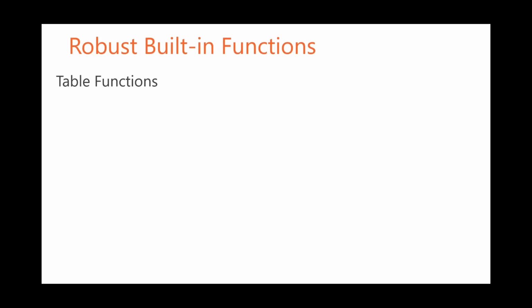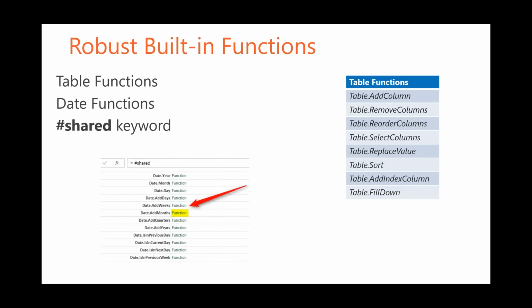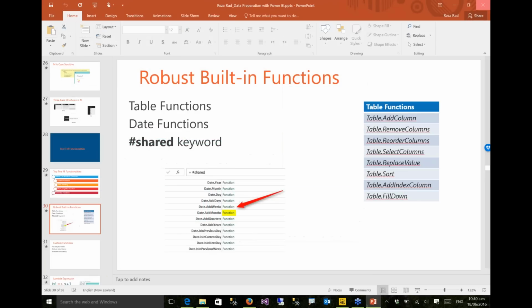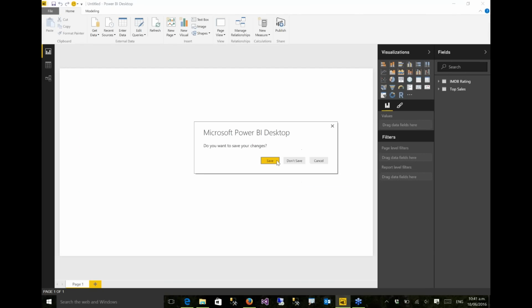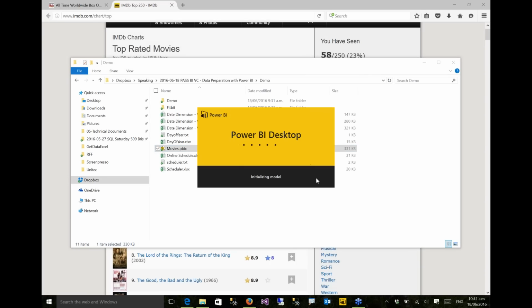There are heaps of functions for tables, like Table.AddColumn, RemoveColumns, SelectColumns, sort, all those kinds of things, and date functions, like year, month, all those kinds of functions. And there is a specific keyword which I would like to show you here, which is called the shared keyword. What the shared keyword does is, it doesn't matter if you are in Excel, or, let me close this, or you are in Power BI. In both cases, you can open a new file, go to your Power Query editor, go to a scripting view of your editor and type in shared.